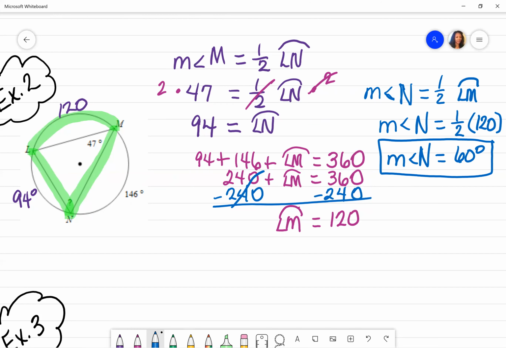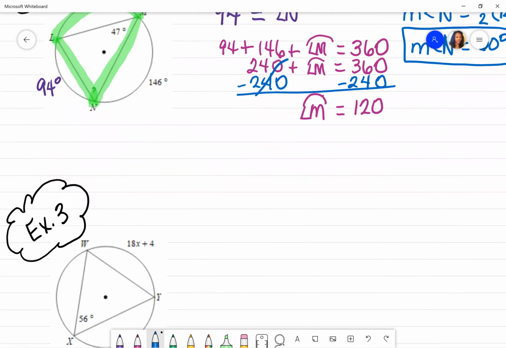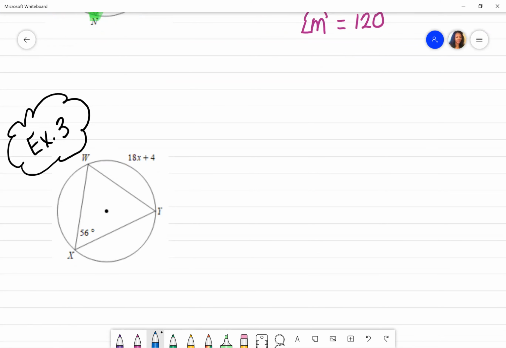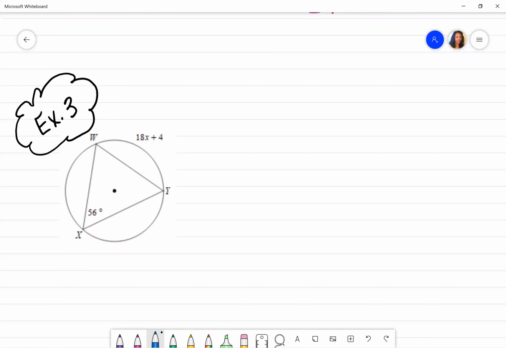So you're finished. Keep up with your variables and your arcs and angles, or you will get confused. And then lastly, let's throw an expression in here. And again, we're dealing with inscribed angles, so we still want to use that formula. The measure of the angle is equal to 1/2 of the arc. That formula is not going anywhere. It's not changing. So just substitute what you know.